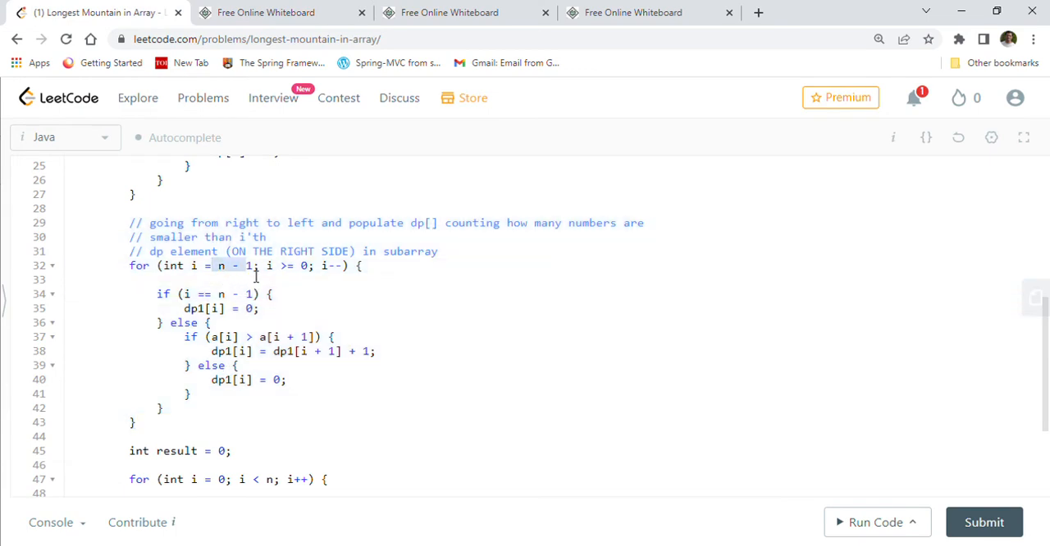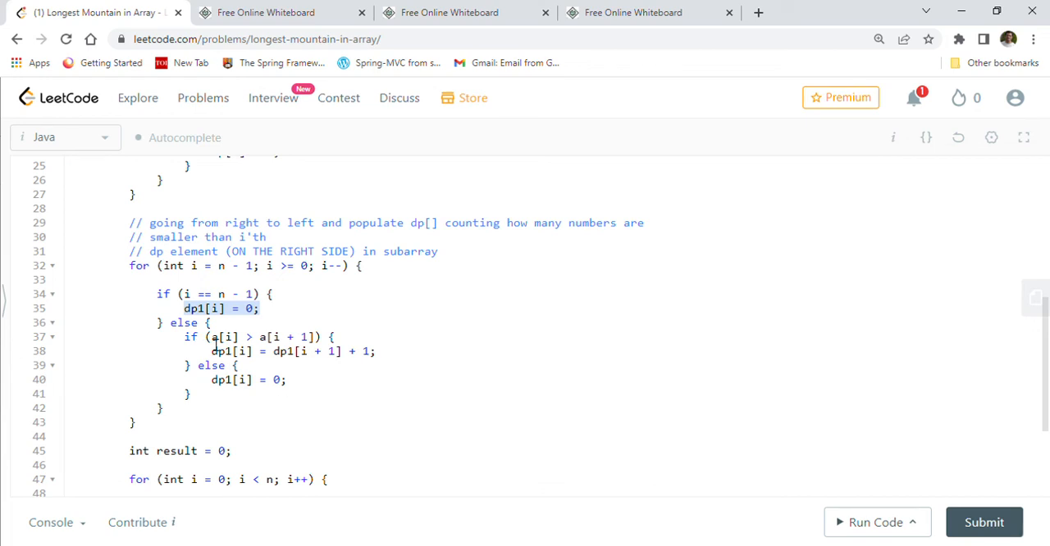As you can see, we started at the end and we are going towards 0. What we are trying to find out is, for every element, how many numbers on the right side can contribute into our mountain array. So for the last element, we directly put 0, because there are no elements on the right side of the last element.